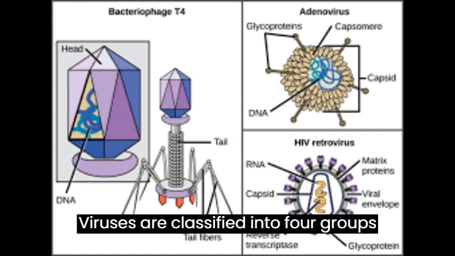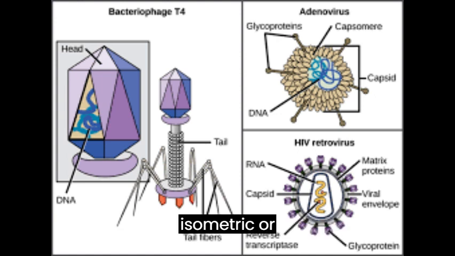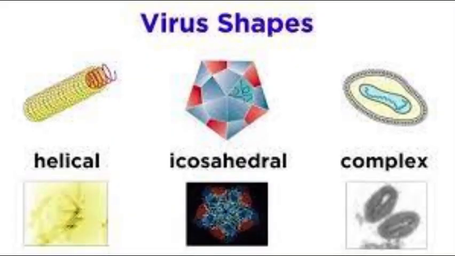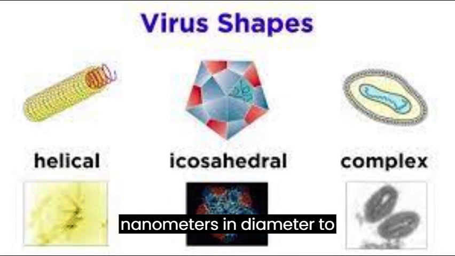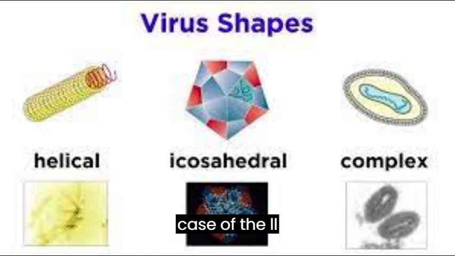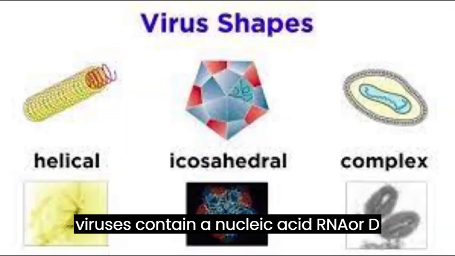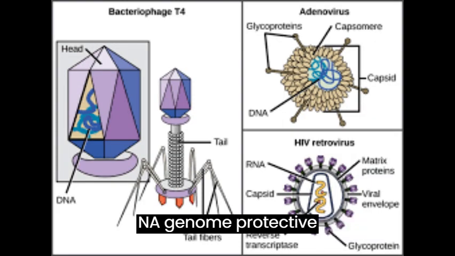Viruses are classified into 4 groups based on shape: filamentous, isometric or icosahedral, and head and tail. Viruses range in size from less than 100 nanometers in diameter to several hundred nanometers in length in the case of the filoviruses. All viruses contain a nucleic acid genome and a protective protein coat.